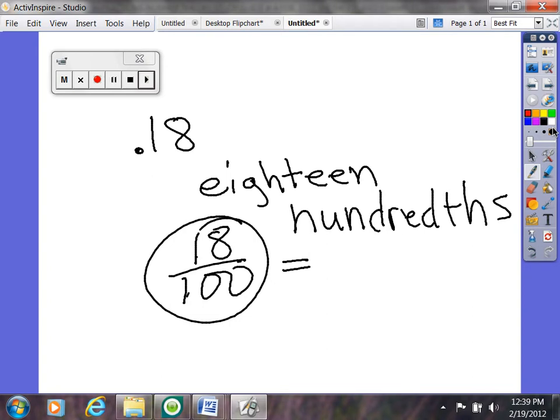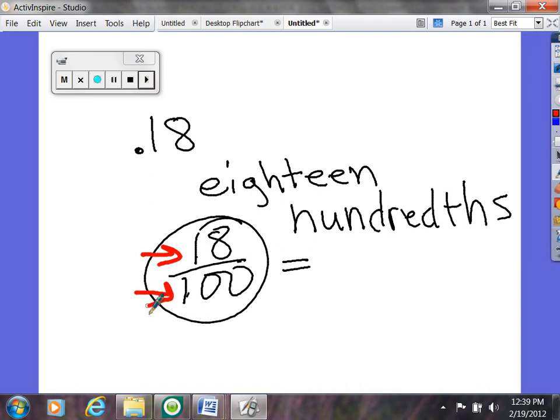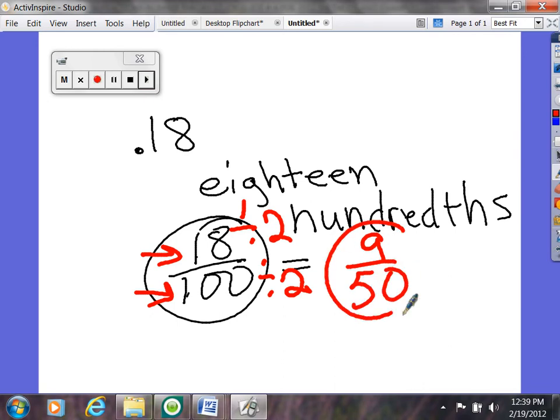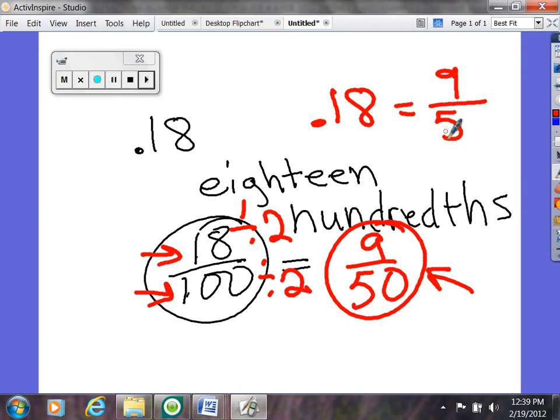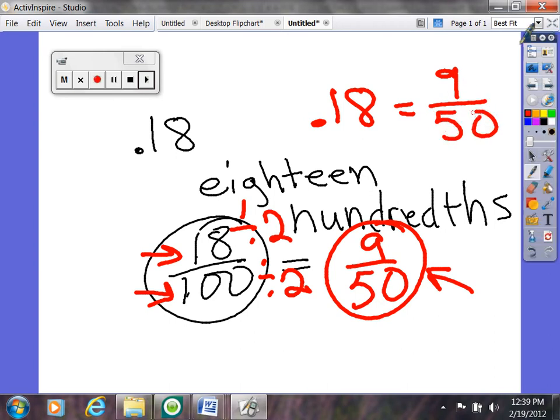What you want to do is find a number that will divide into 18 and also into 100. This is where divisibility rules come into play and also multiplication facts. The most obvious number that will go into both of them is 2. I'm going to divide by 2. 18 divided by 2 is 9. 100 divided by 2 is 50. Then I'll look at it again. Is there any other number that they have in common as a factor? Is there any other number that will go into 9 and 50? There's not. So this is what 0.18 as a decimal is as a fraction in simplest form, 9/50. Okay? You can do all of these like that.